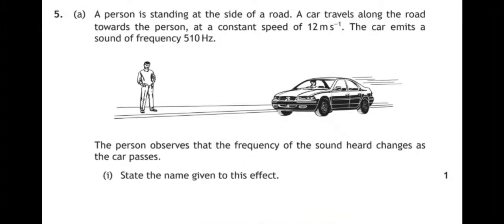Number 5. A person is standing at the side of the road. A car travels along the road towards the person at a constant speed of 12 meters per second. The car emits a sound of frequency 510 hertz. The person observes that the frequency of the sound heard changes as the car passes. State the name given to this effect. Well, this is called the Doppler effect.